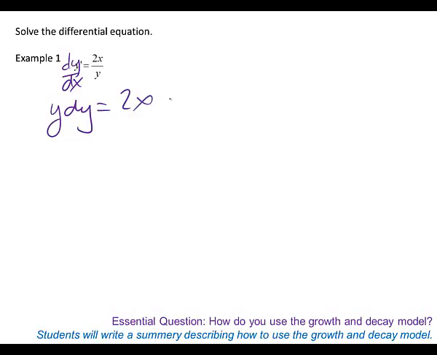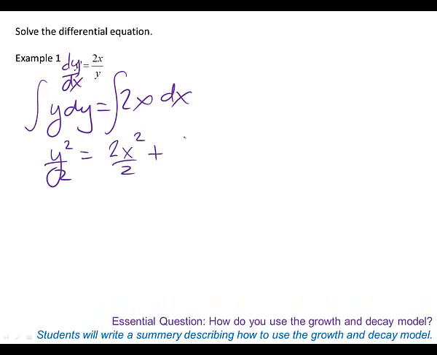How do I move the dx? Multiply. All right, and then what are we going to do to both sides? We're going to integrate both sides. Good. When we integrate y dy, what do we get? y squared over 2 equals 2x squared over 2 plus c. These 2s would cancel.